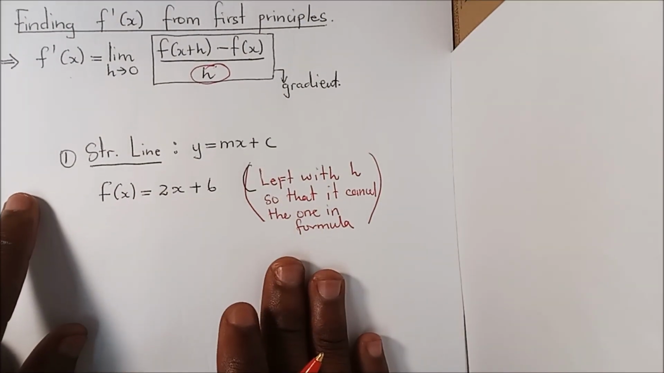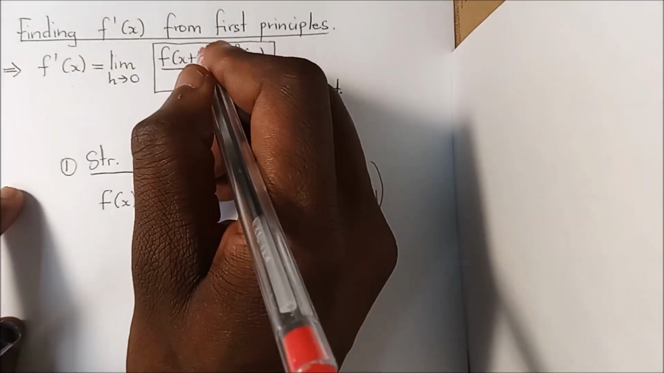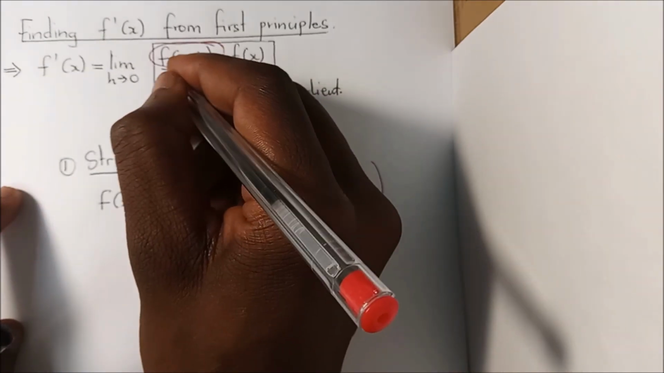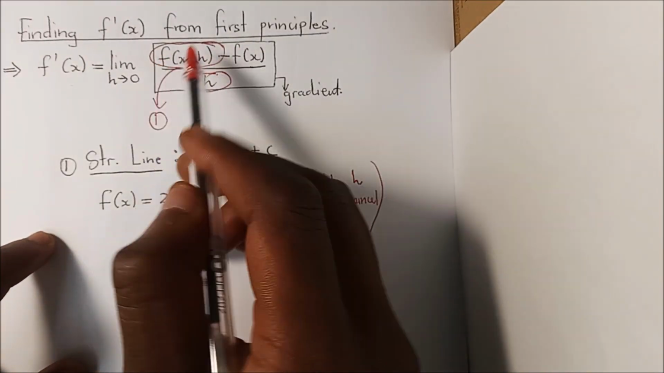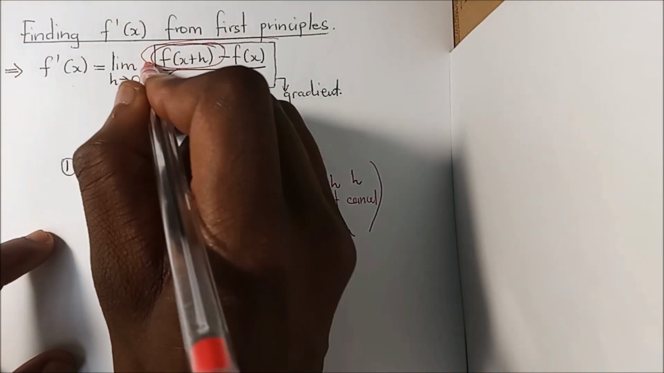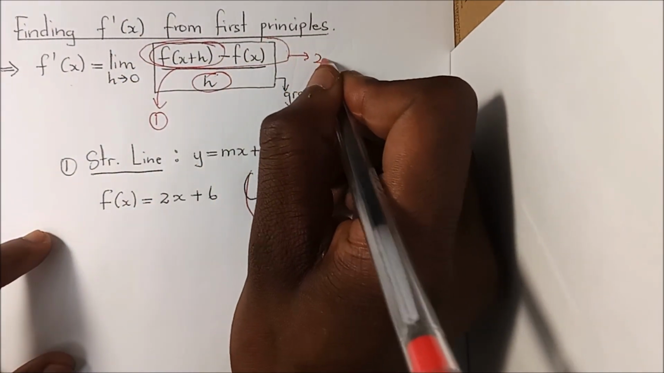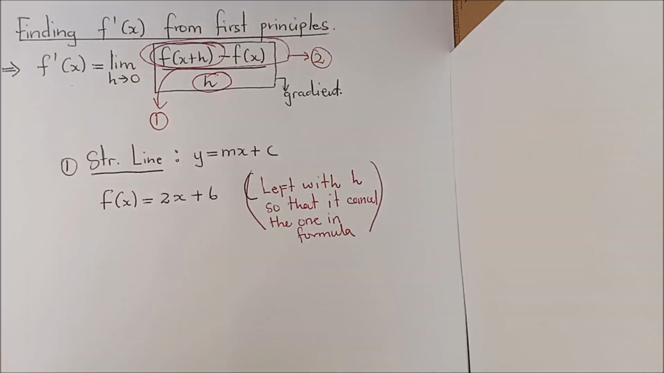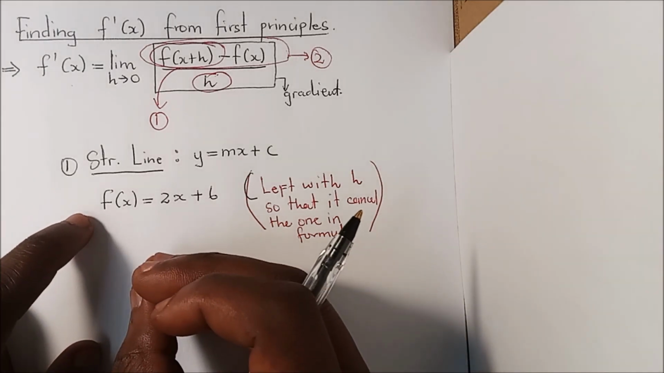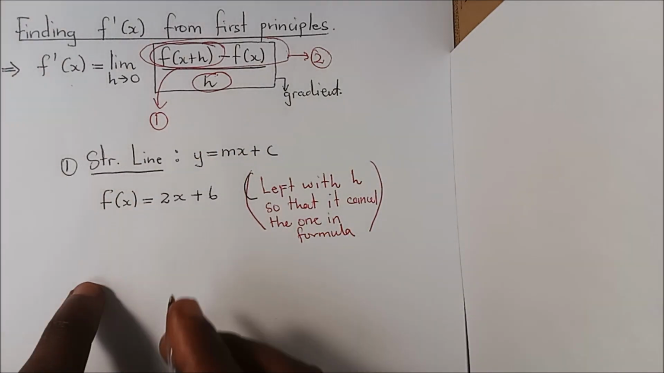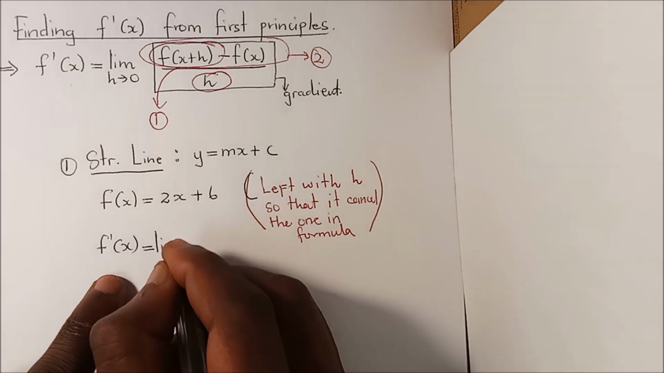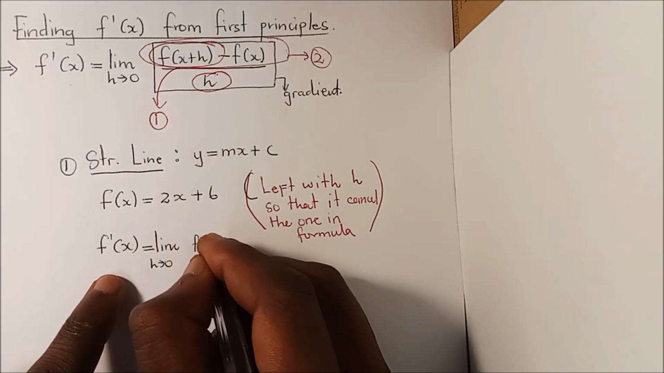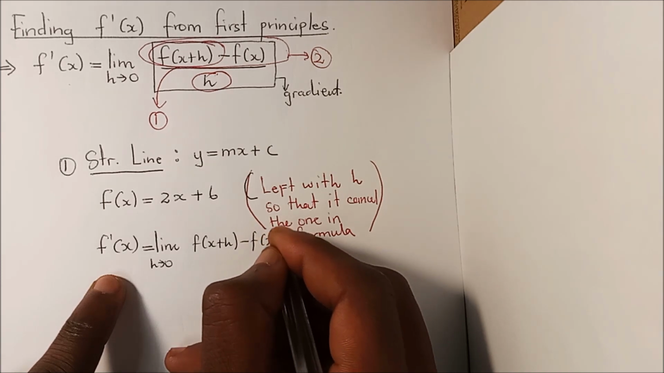If you look at our formula, which is the first principles, we have f of x plus h. That's where we will start. That will be number one. And then if you look at f of x plus h minus f of x, the whole numerator will be our part 2. So now let's get on with it so that you can see the application of how I find these things. I said the first thing that you do, you write your formula. The formula for first principles is f prime of x equals the limit as h goes to 0 of f of x plus h minus f of x over h.